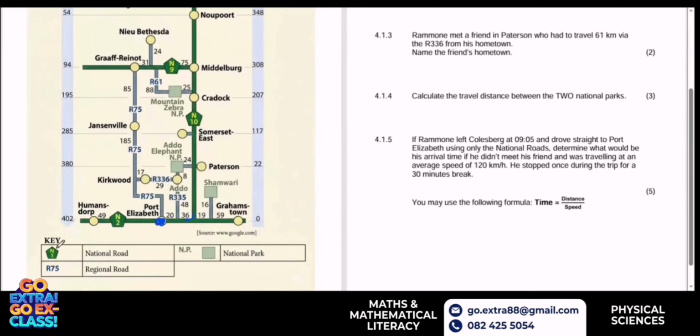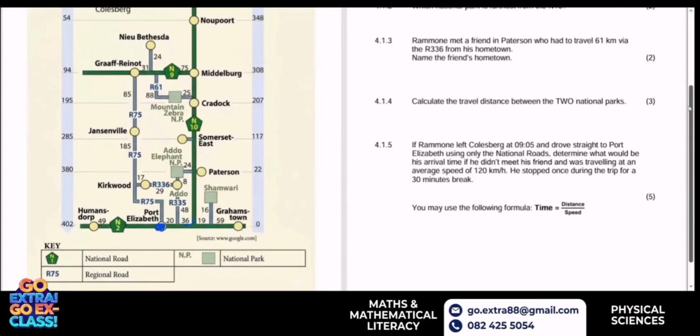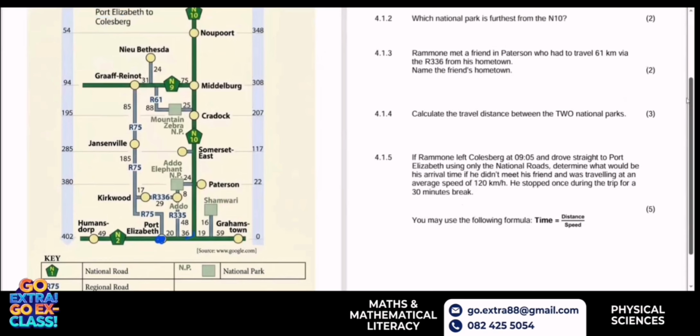Here are the keys or the icons. This stands for national route, R75 stands for regional route, and where you see NP, that is a national park. So that's the information that we have on this question. Now let's get into the question. What exactly are they saying in these questions? Now we're going to start.